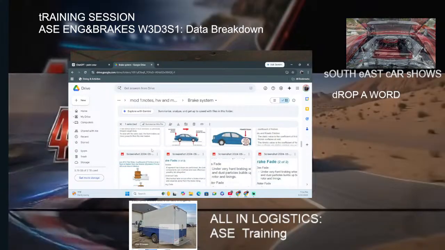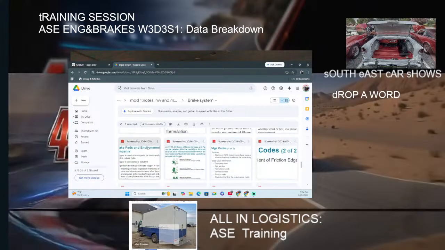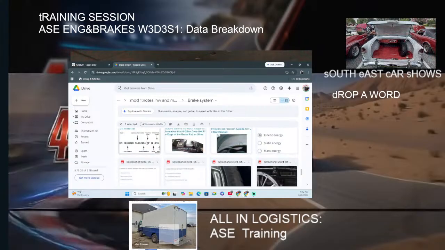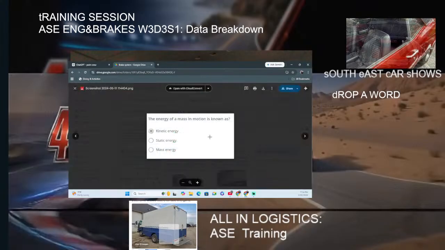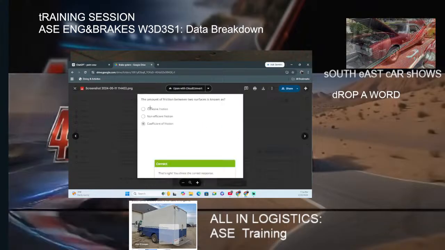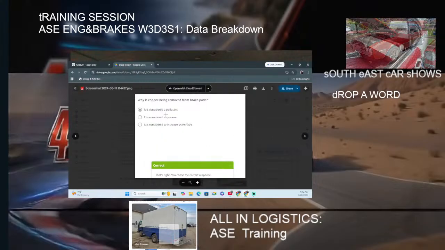Let's get back to it. The energy of a mass in motion is known as kinetic energy. The amount of friction between two surfaces is known as coefficient of friction. Why is copper being removed from brake pads? It is considered a pollutant.